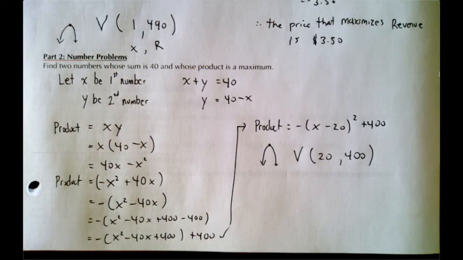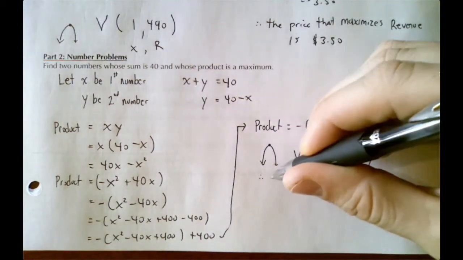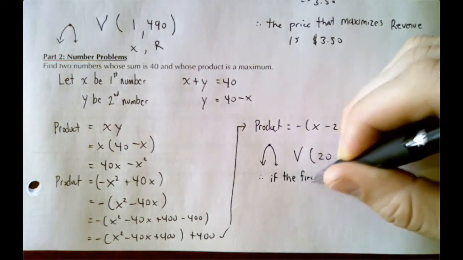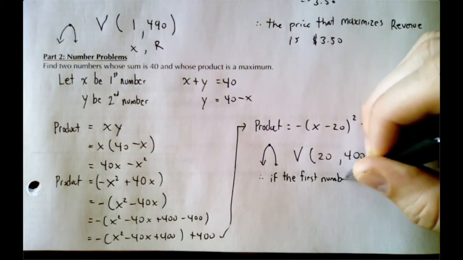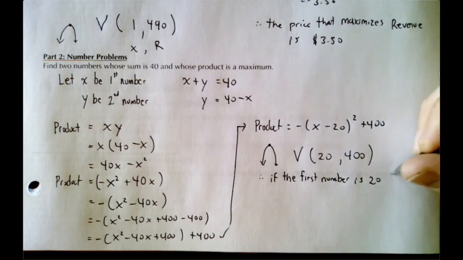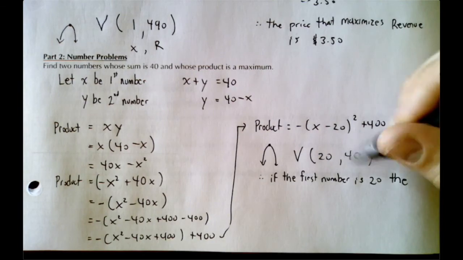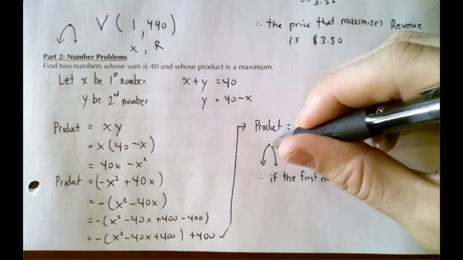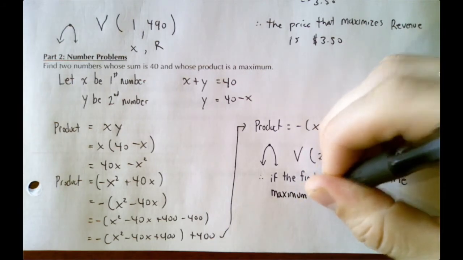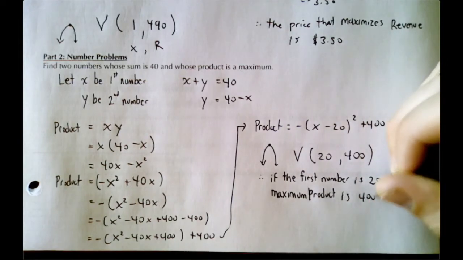So what's x? Well, x is the first number. So therefore, the first number is 20. And we found that in the spot of y is the product, so the maximum product is 400.